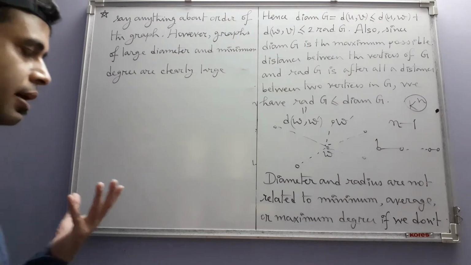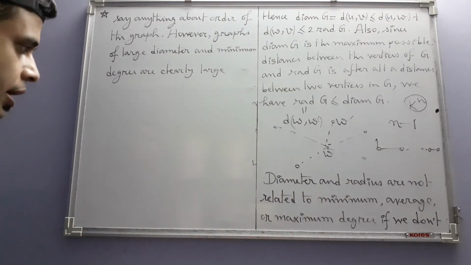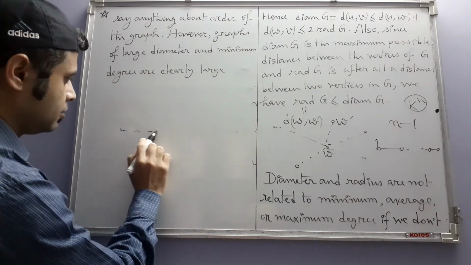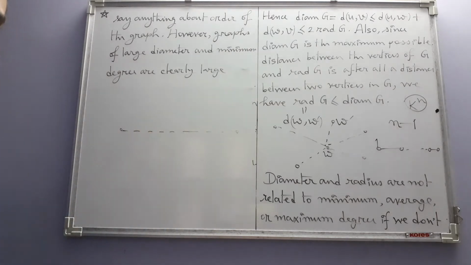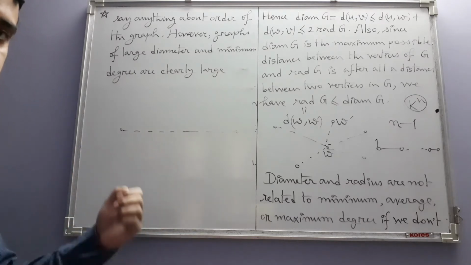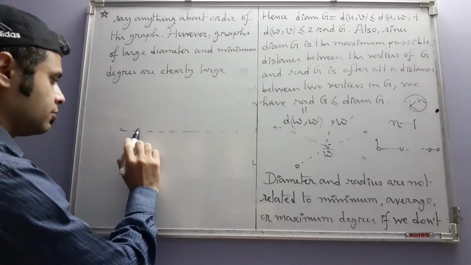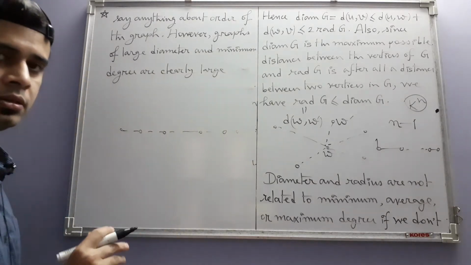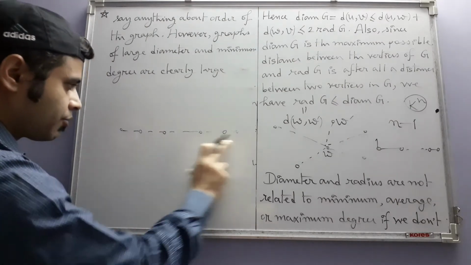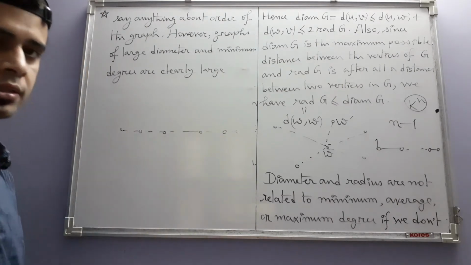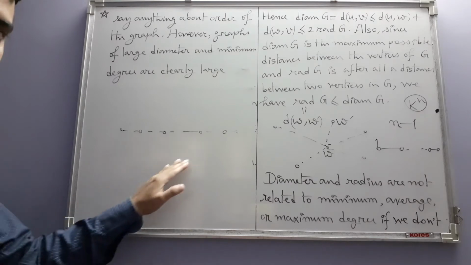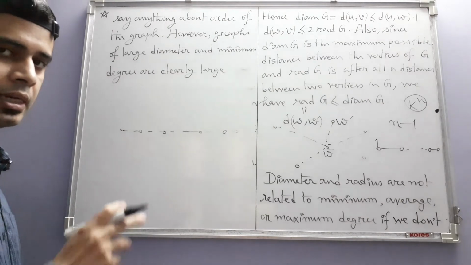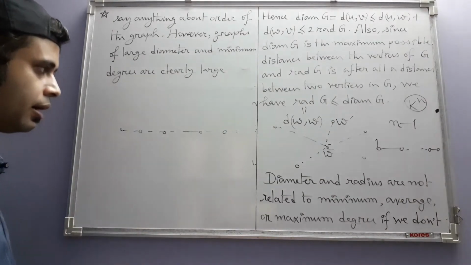If a graph has large diameter, then it should have two vertices which are far apart, where the distance between them is quite large. So to get that distance, you should have a path of that length joining them. That path should have many vertices in it as parts of it. So the number of vertices increases just simply because the diameter is large.